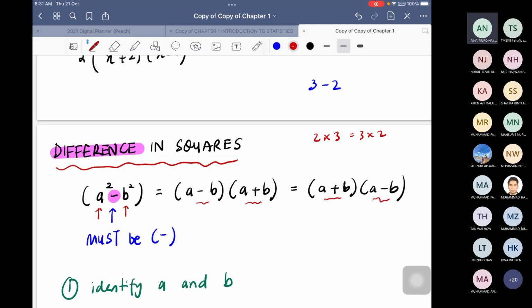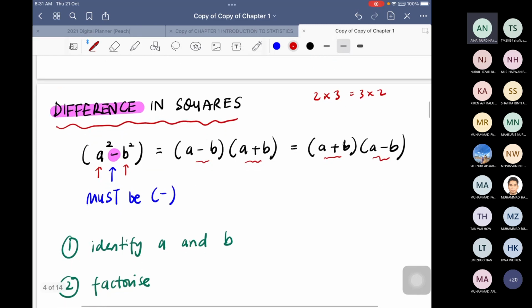So both of them are correct. So macam mana you nak buat factorization menggunakan difference in square ni? Okay, first kali benda you kena buat adalah you kena identify, so apa dia nilai A dan juga nilai B. So macam mana nak identify nilai A dengan B?